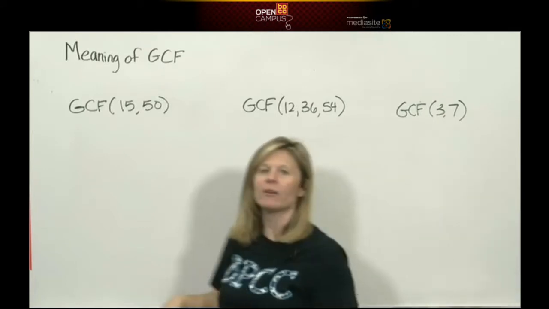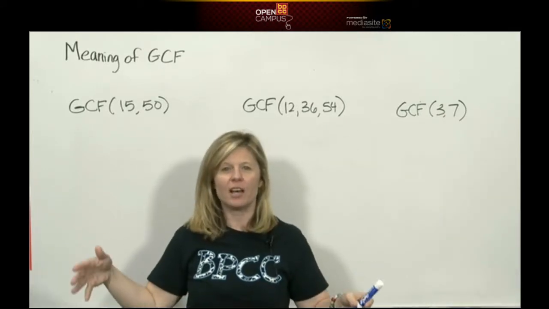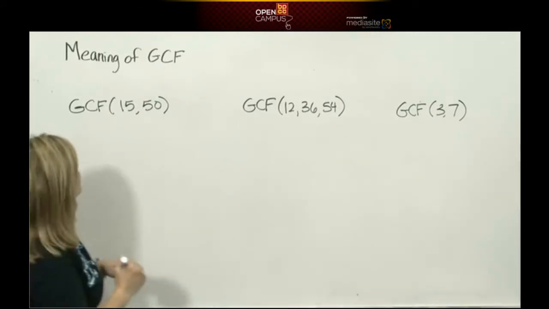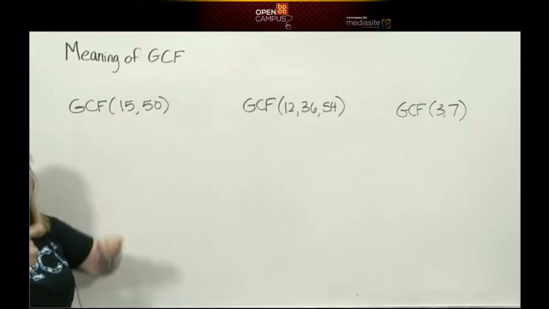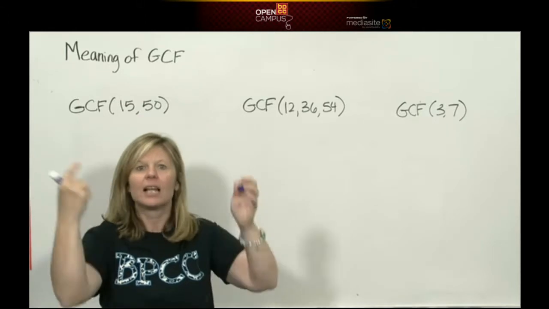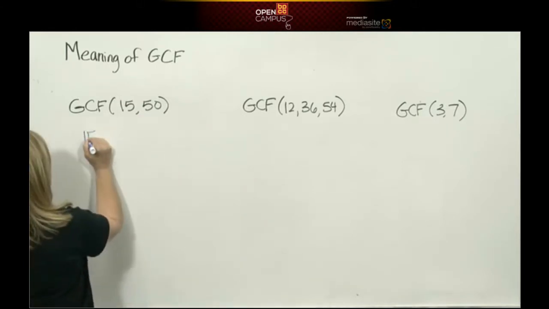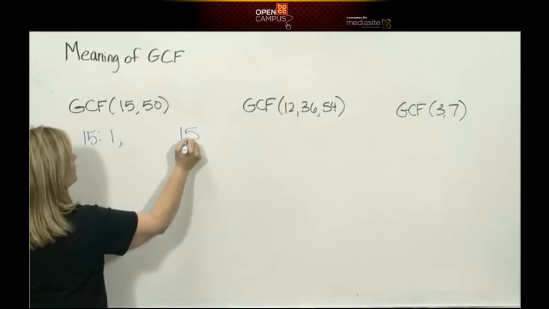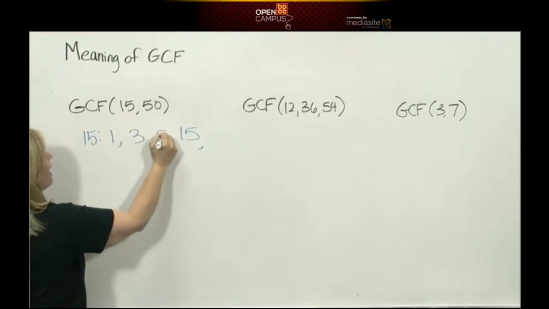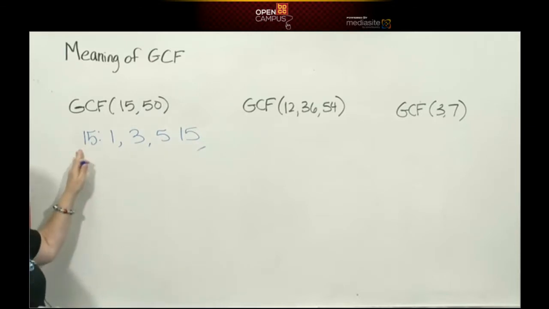Okay, let's have some fun reviewing how to find a GCF of numbers. So my first example is I want to find the greatest common factor of 15 and 50. If you don't know what that is in your brain, let's make our list. So if I know my multiplication tables for 15, that's 1 and 15, and then it's 3 and 5. So those are my factors of 15.